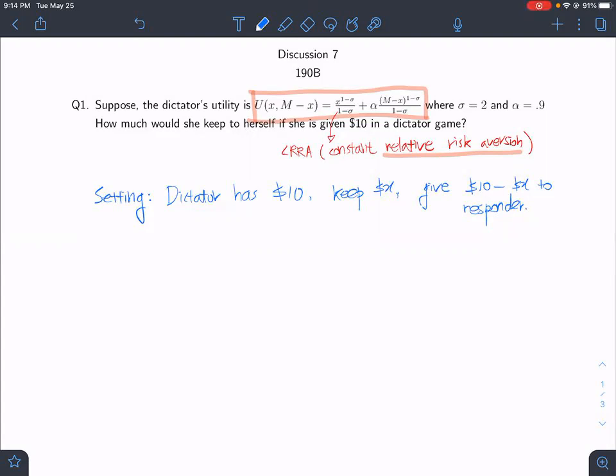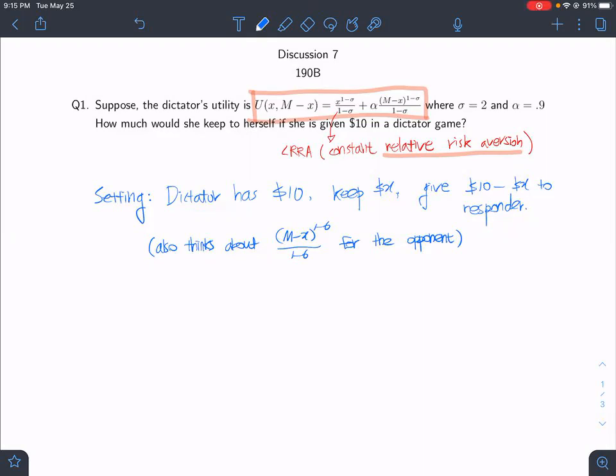And then here's some type of other-regarding preferences. He's thinking about the utility of the opponent. So this is a dictator who also thinks about this (m minus x) to the 1 minus sigma for the opponent. He's not just maximizing his own consumption utility. He also has in mind what the other people will get by his action.